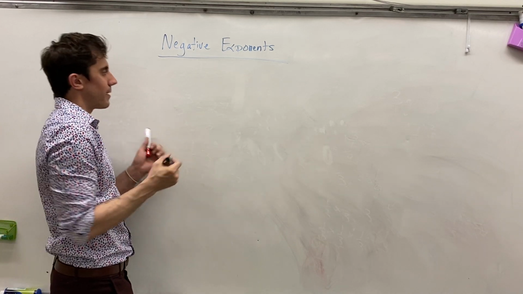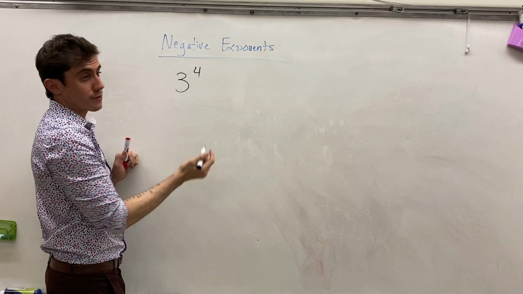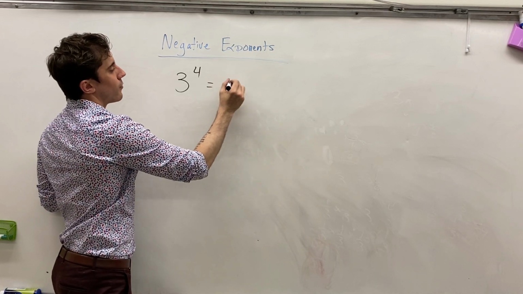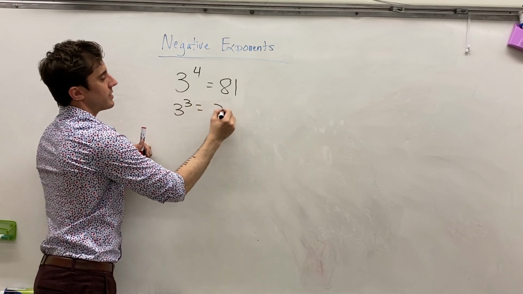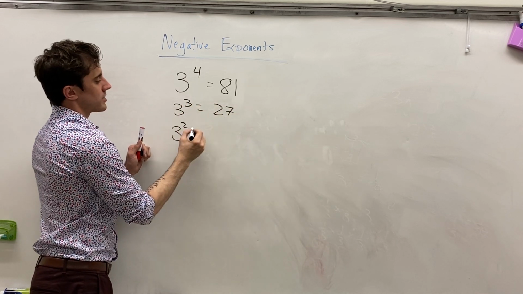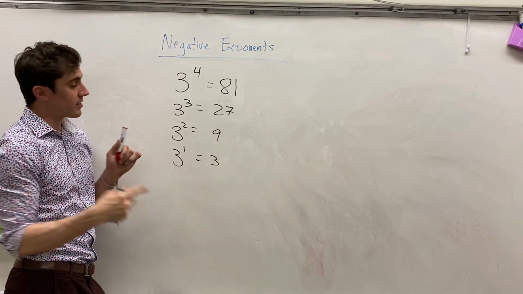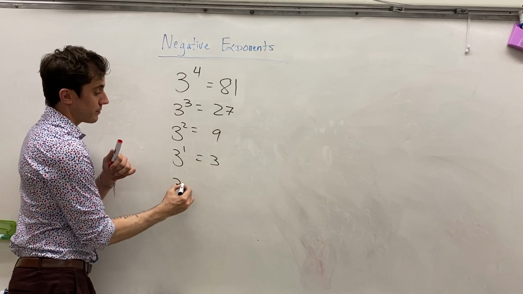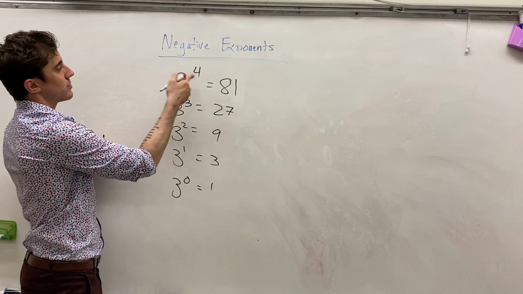So let's start off by looking at a pattern of values. If I start you off with powers of 3, let's say 3 to the power of 4 you've seen is equal to 81. Next up, 3 to the power of 3 is 27. 3 squared is 9. 3 to the power of 1 is 3. And if you watched my last video, anything to the power of 0, namely 3 to the power of 0, is equal to 1.